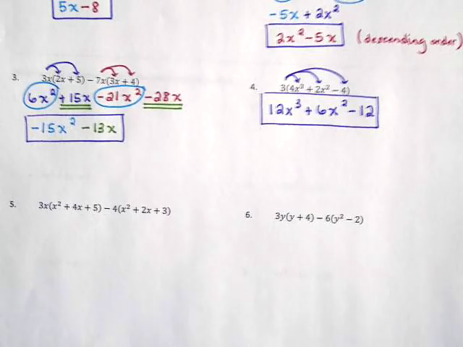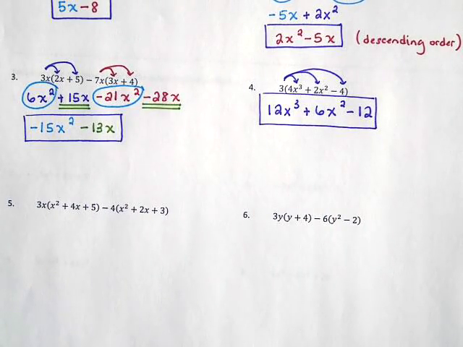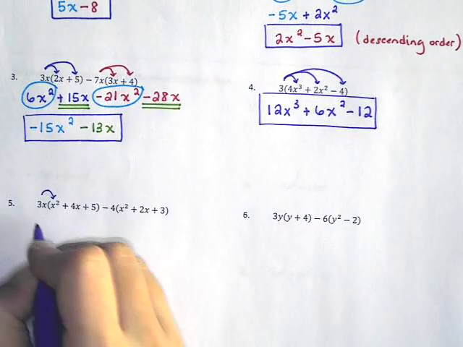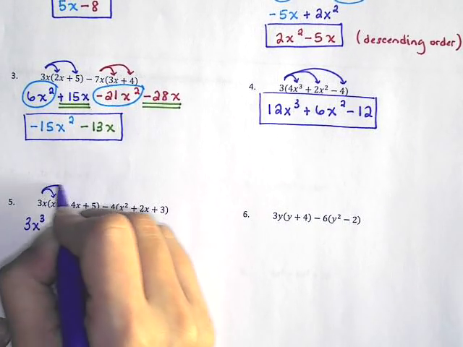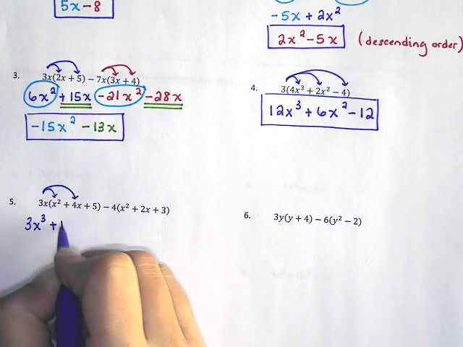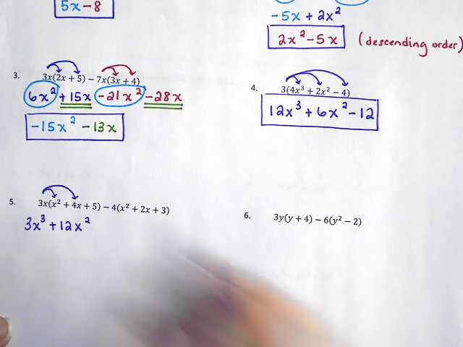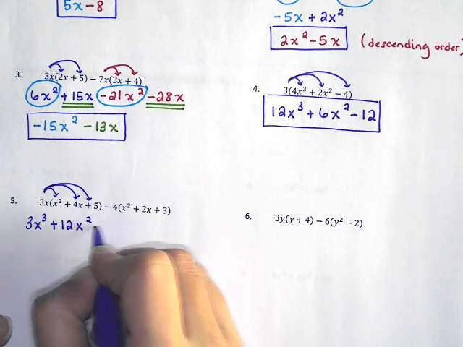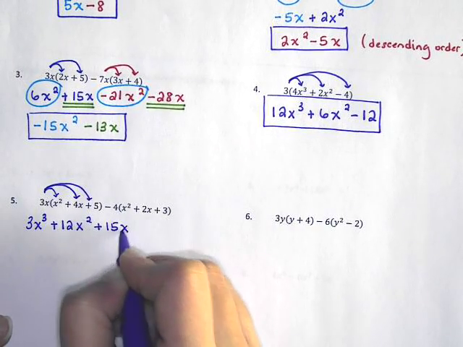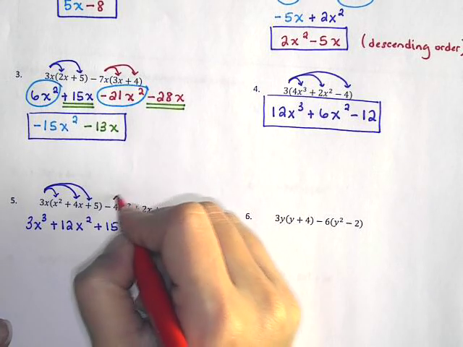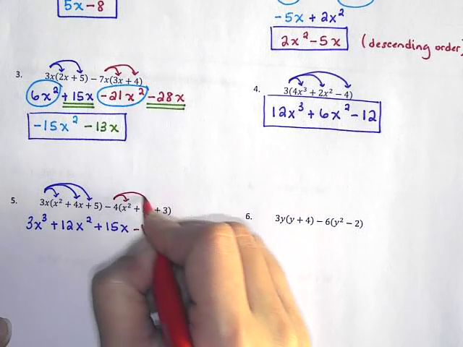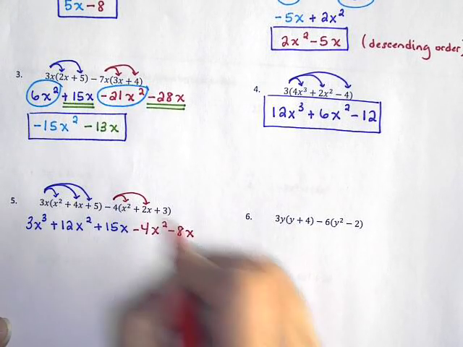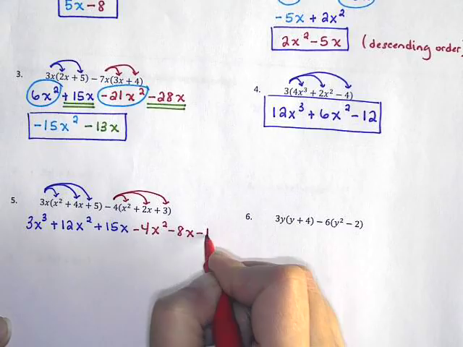Let's take a look at number 5. So in number 5, again, we're going to start by distributing. We're going to end up distributing 2 different times in this problem. So 3x times x squared is 3x cubed. 3x times 4x is plus 12x squared, and 3x times 5 is 15x. Next, we're going to distribute the negative 4. So we're going to have negative 4x squared minus 8x, and then minus 12.